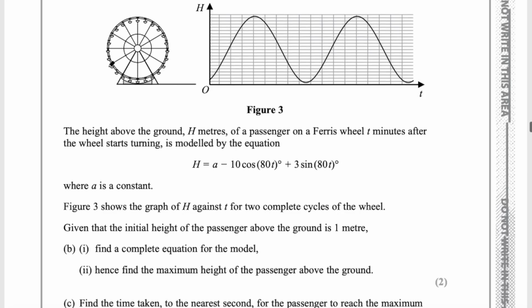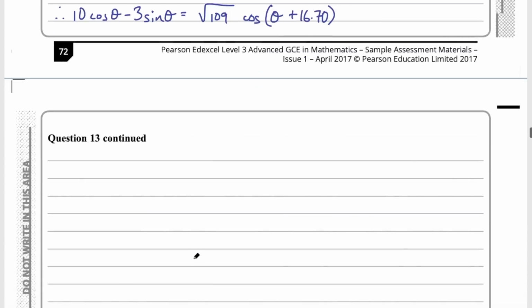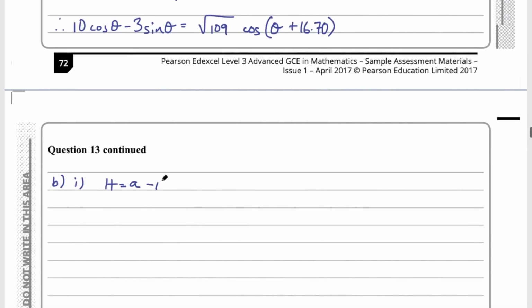Okay, so we have a passenger on this wheel going around, and it's modeled by this graph, and we've got this equation, and we need a complete equation given that the initial height is 1 meter, so that means at t equals 0, h is equal to 1. So that will allow us to find a by substituting h equal to 1 and t equal to 0 into that equation. So we'll start off with that. So for part B, part 1, we've got h equal to a minus 10 cosine 80t plus 3 sine 80t.